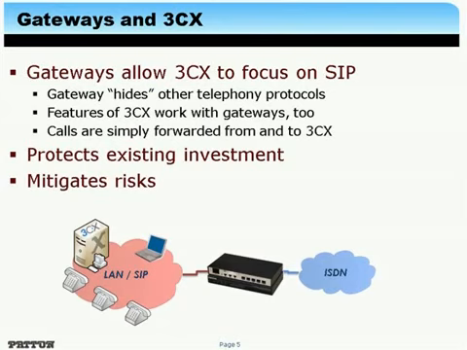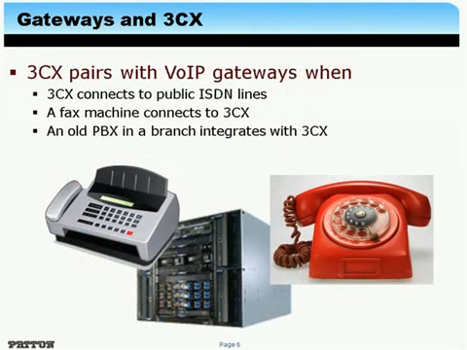It's kind of a protection of existing investments, because you might not want to throw away all your existing ISDN or analog lines or gear, but you can use gateways in order to connect them to the phone system. It mitigates the risk, in other words, of a migration to a phone system. Typical situations when you want to use a VoIP gateway is when your 3CX phone system connects to public ISDN lines or analog lines, when you want to hook up a fax machine to your 3CX phone system, or if in a branch office of yours there's still an old PBX that has to be integrated with the new phone system at headquarters, for example.